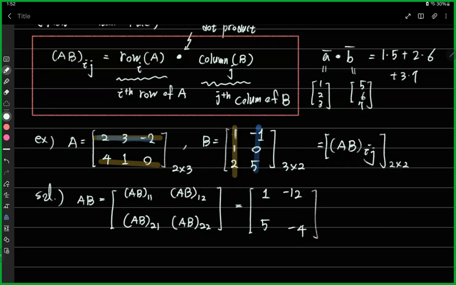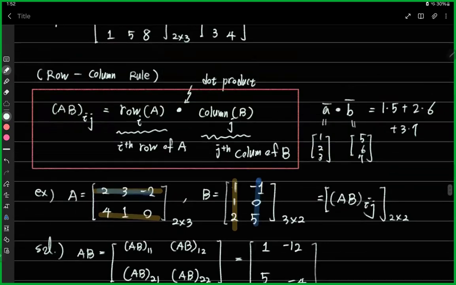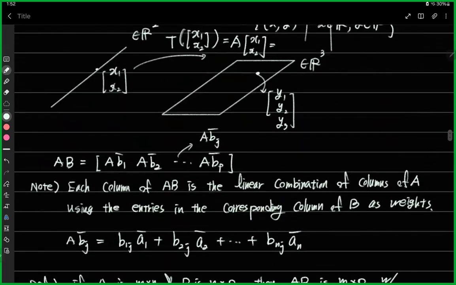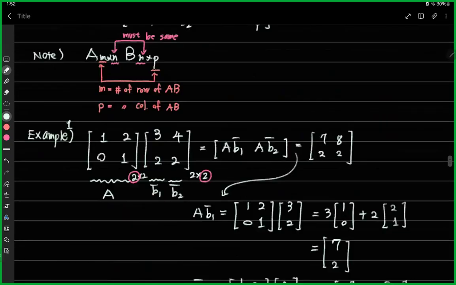Okay. So normally we do matrix multiplication following the row column rule. But you should know both this way and that way. Okay, both. So please keep that in mind.